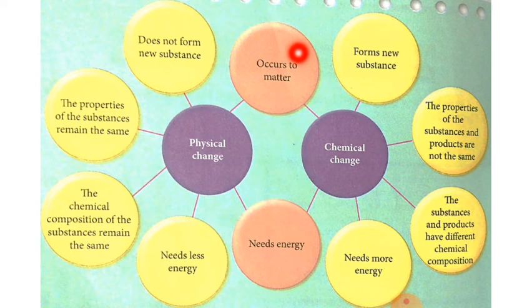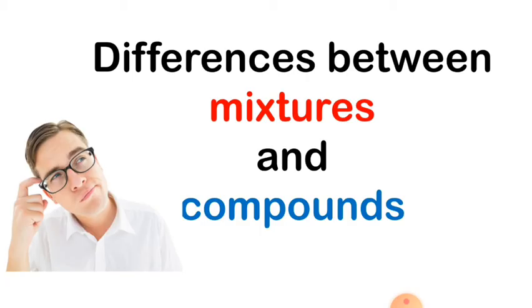At the center here we have the similarities for physical change and chemical change. Both occur to matter and both need energy. Left and right here are the differences. Physical change does not form a new substance; chemical change forms a new substance. Physical change, the properties remain the same. Chemical change, the properties are not the same. Here the composition remains the same. For chemical change, the substance and product have different chemical composition. And the last one, physical change needs less energy, chemical change needs more energy.